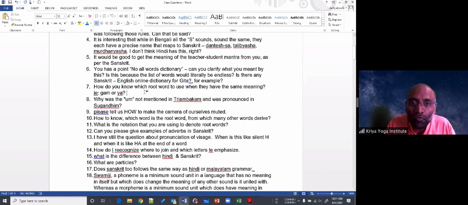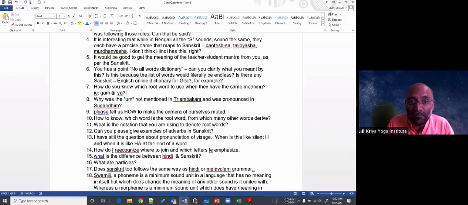How do you know which root word to use when they have the same meaning, like gam or ya? When I was explaining the class for verbs, I told you that gam is a root which means to go, and Sanskrit has many roots which have the same meaning. So one root has many meanings, and one meaning has multiple roots to cover it. How do I know? Actually, both are applicable.